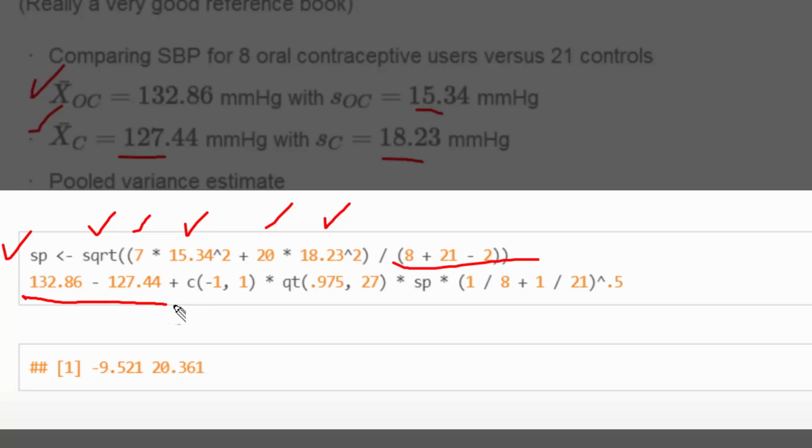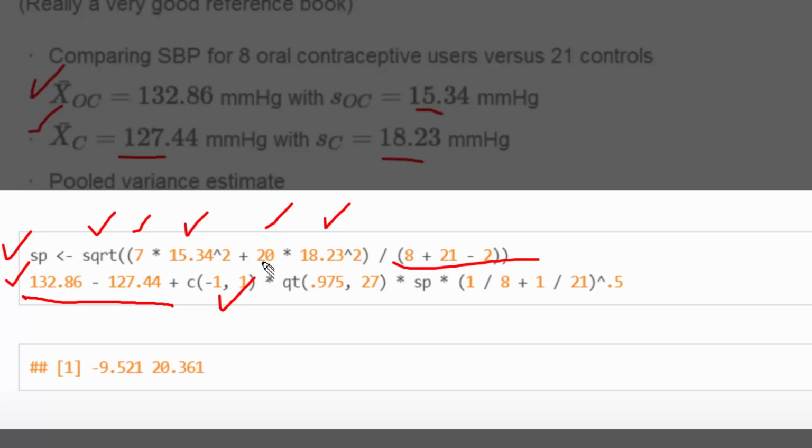Then my interval is the difference in the means. Whenever you're doing an independent group interval, you always want to mentally think, which one is the first part of the subtraction? In this case, my oral contraceptive users are the first part. I want to just remember that, because you don't want to look silly and suggest that controls have a higher blood pressure than oral contraceptive users when the empirical averages are exactly the reverse, just because you reversed the order in which you were subtracting things.